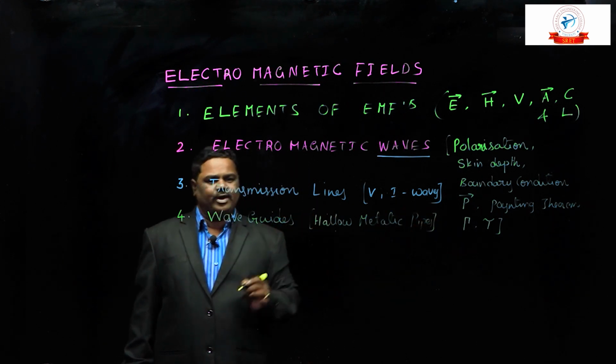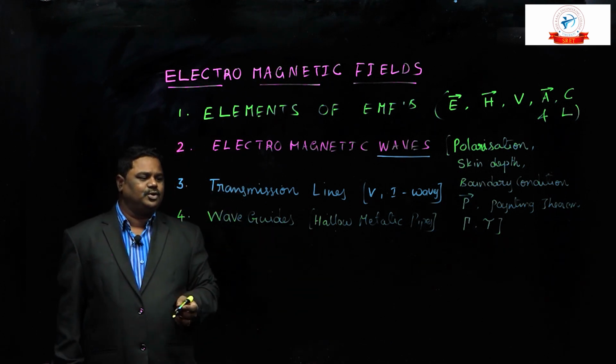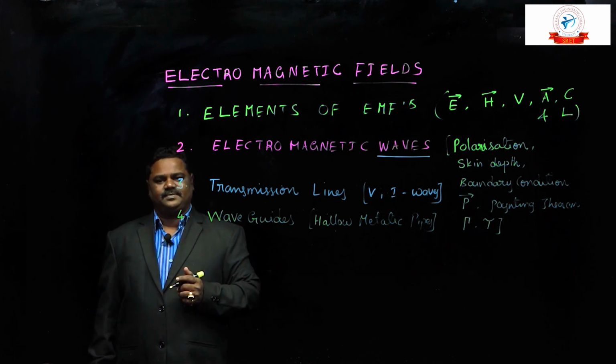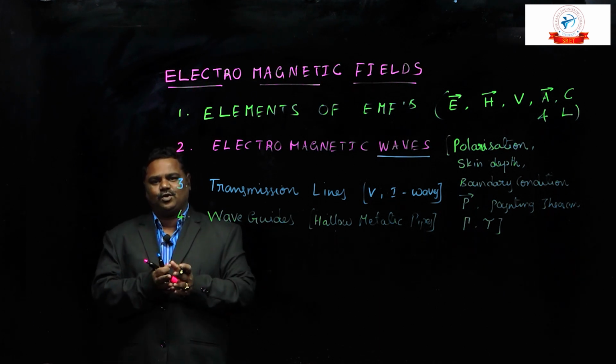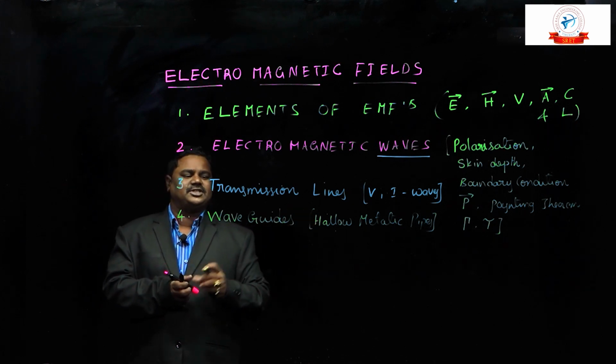So, how an electromagnetic wave can propagate from source to load through these hollow metallic pipes is studied under waveguides. Here the total energy of the source is guided towards the load with the help of these hollow pipes, which are called waveguides.